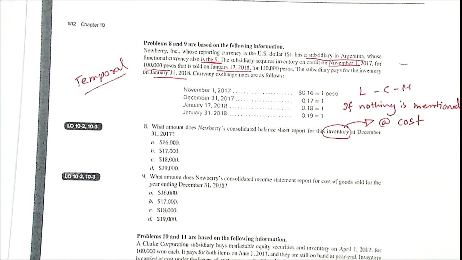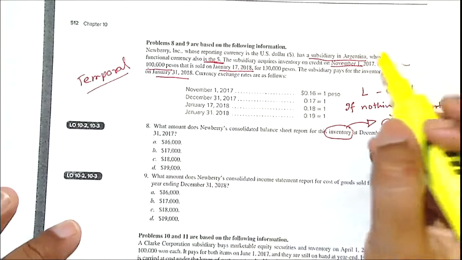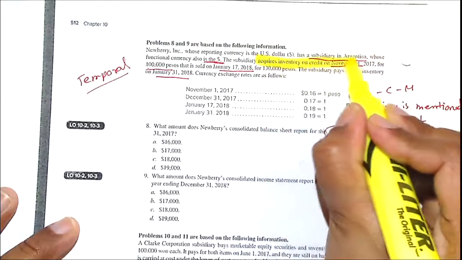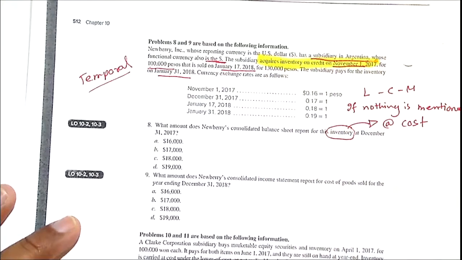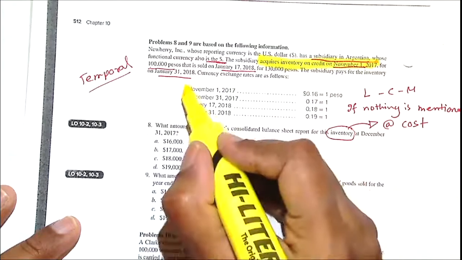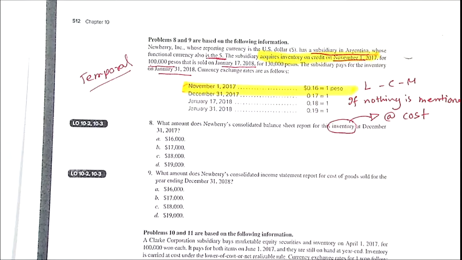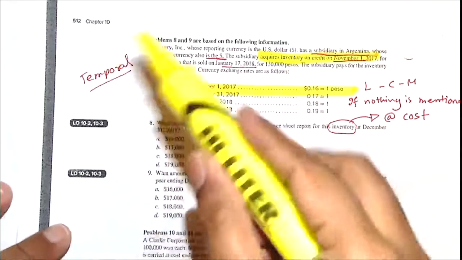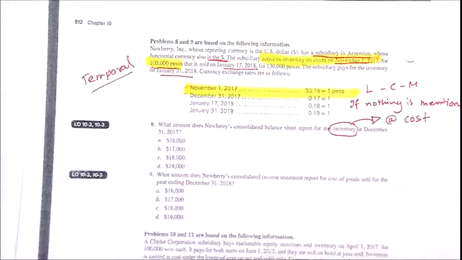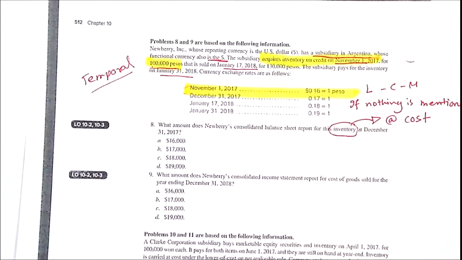Look at your problem, please. Inventory is purchased on which date? So it's November 1st. Inventory is purchased on November 1st. So this is the historical date for your inventory. So we're going to use this November 1st exchange rate. If you use the November 1st exchange rate, 1 peso is equal to 16 cents. You have 100,000 pesos. So what will be the inventory value if we use the historical rate? And for our inventory, historical rate means the November 1st rate.